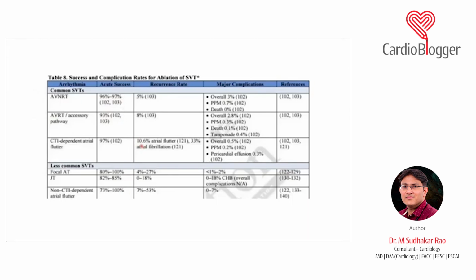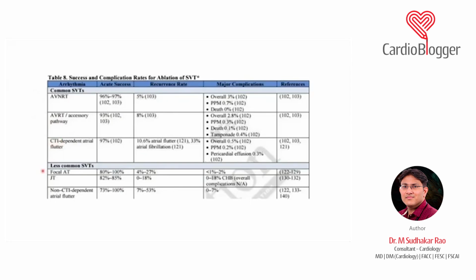Atrial flutter also has a success rate of 97%, but it should be CTI dependent. I'll come to it. We know that the atrial flutter can be cavo-tricuspid isthmus dependent. CTI means cavo-tricuspid isthmus. They can have a clockwise or a counterclockwise circuit.